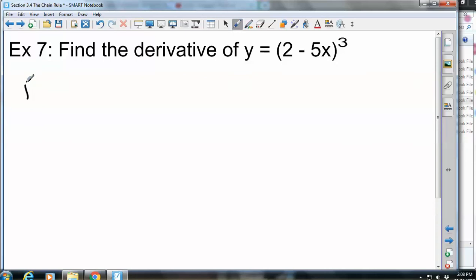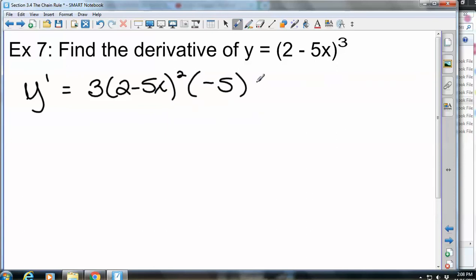This one. So 2 minus 5x squared times 5. So you got -15 times 2 minus 5x squared.